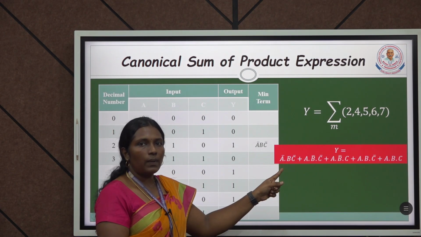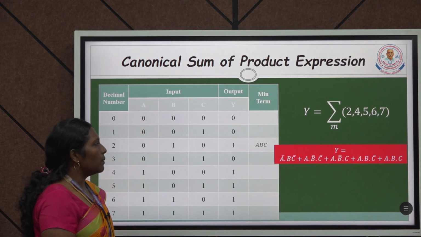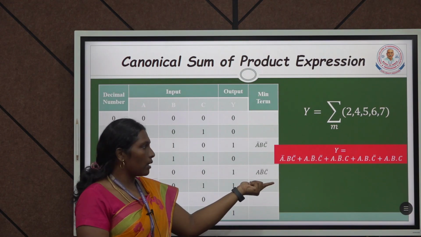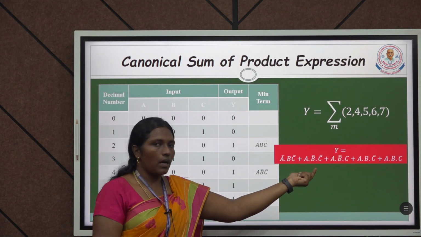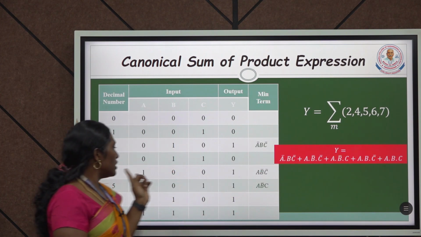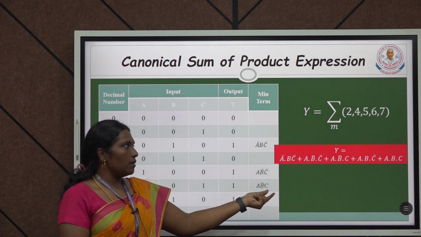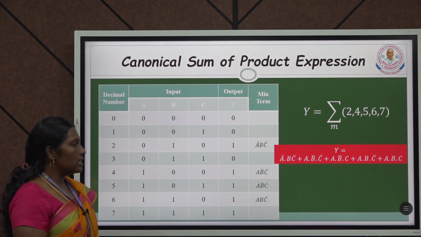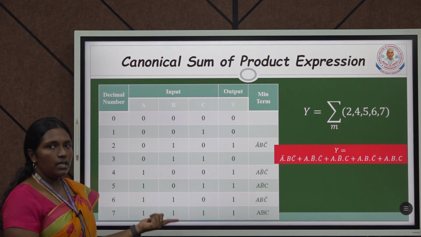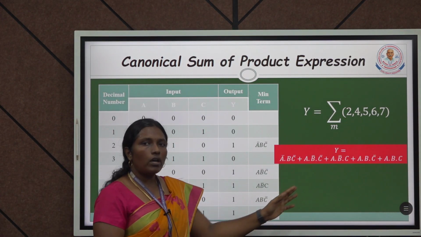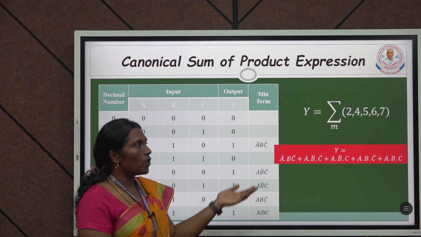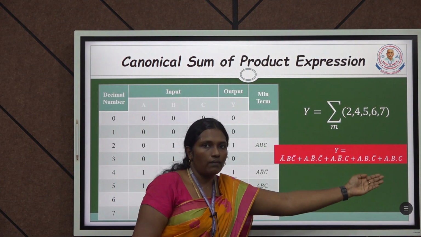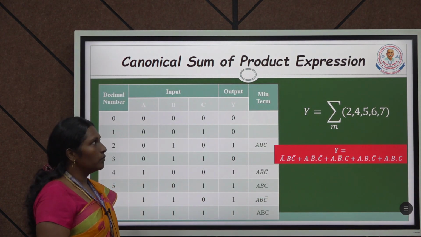Then we join the terms by adding the sum, that is the OR symbol. For 4 it is a b bar c bar, so a dot b bar dot c bar. For 5 it is a b bar c. For 6 it is a b c bar. For 7 it is a b c. ORing all these terms, we get the expression for the given question, that is, for 2 comma 4 comma 5 comma 6 comma 7.